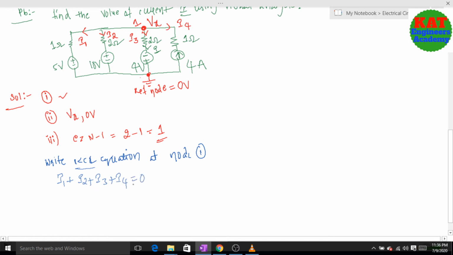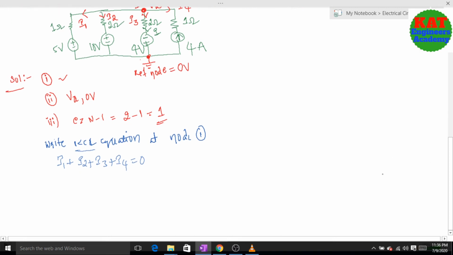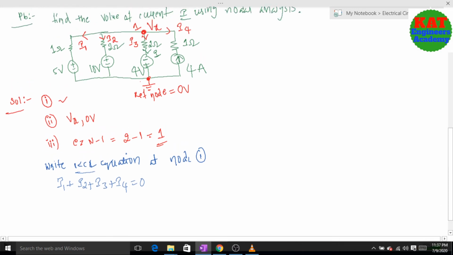That's why here I am getting all positive currents I1, I2, I3. Now finally, after defining I1, I2, I3, I4, next you write these in terms of V and R, that is, in terms of voltage as well as resistor. So first, what is I1? I1 is nothing but the current flowing through the 1 ohm.